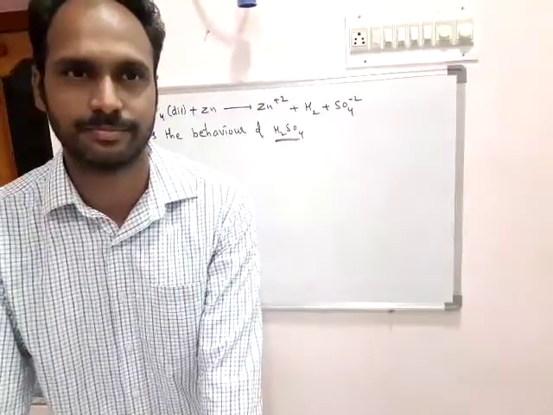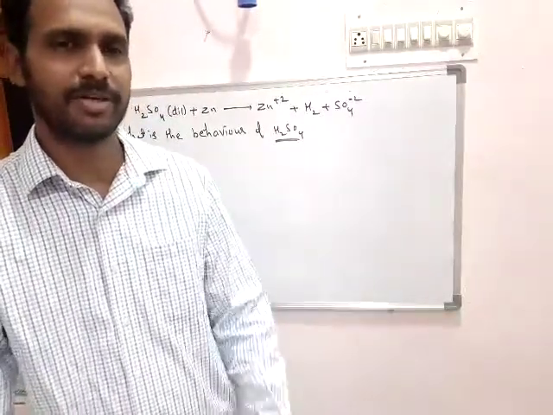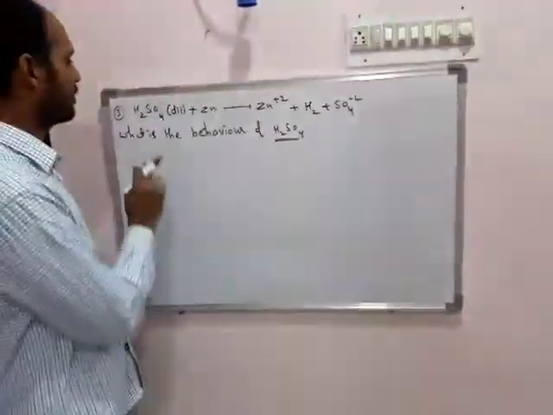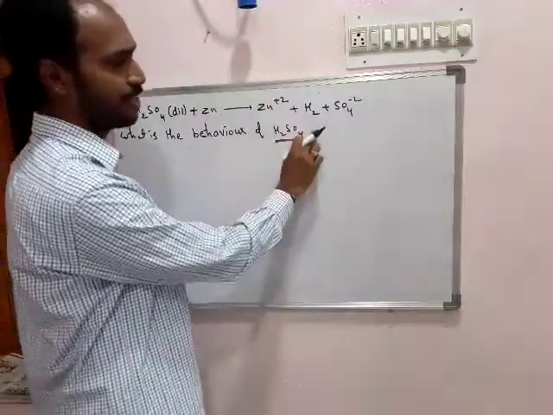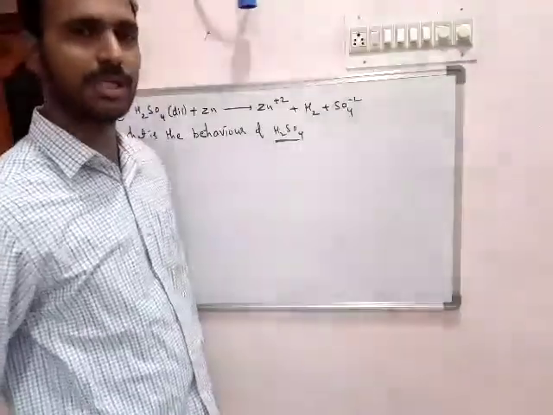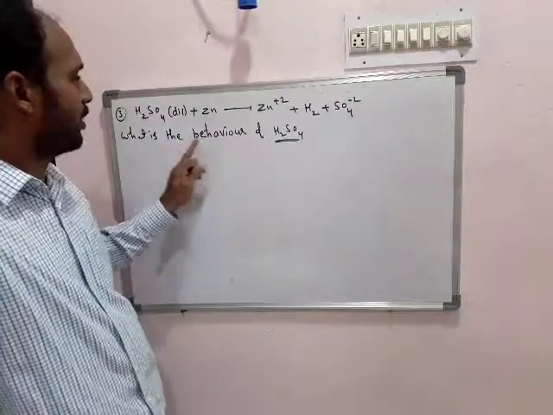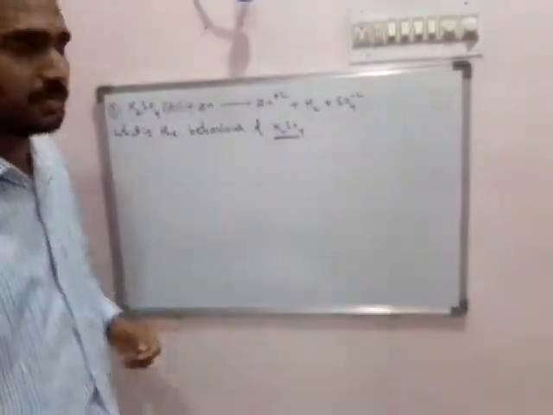Okay. So see the same type of problem, with a different reaction. H2SO4 reacts with zinc forming Zn plus 2, H2 and SO4 minus 2. Just similar to the earlier problem, I have to find what is the behavior of H2SO4. Here also the same.